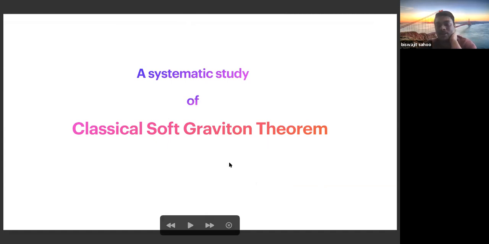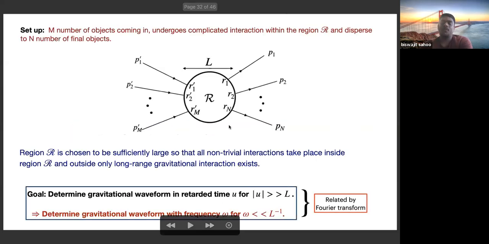So now we can try to give a systematic derivation. Up to now we just have taken the classical limit of the soft theorem and tried to tell how the waveform looks, but we can independently, without going through the S matrix, just from the classical scattering problem, derive the low frequency gravitational waveform, and check whether our predictions from the soft limit of the S matrices are still true or not. For that, we consider a kind of scattering process where suppose m number of particles with momenta p1 prime to pm prime are coming in and go through some complicated interactions, and then n number of particles are going out.